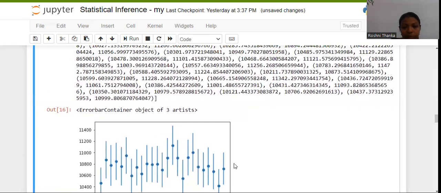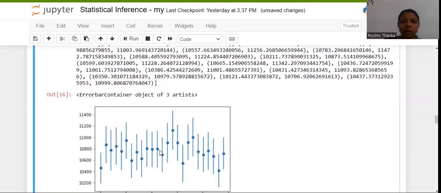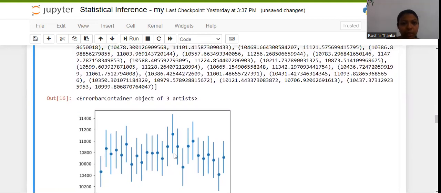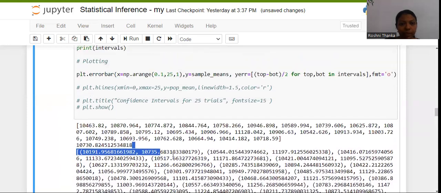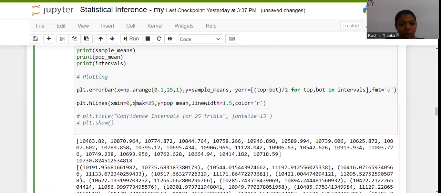So for 25 samples of size 500, we have found the mean, the upper limit and the lower limit. Now, what is our objective? Using the sample means, we have to check whether we are able to estimate the population mean, which means we said that 95% of the time it will fall between the lower limit and the upper limit. To check that, let us draw a horizontal line here. The minimum value is 0, the maximum value is 25, and the y value we are taking as the population mean, and we are going to draw it.